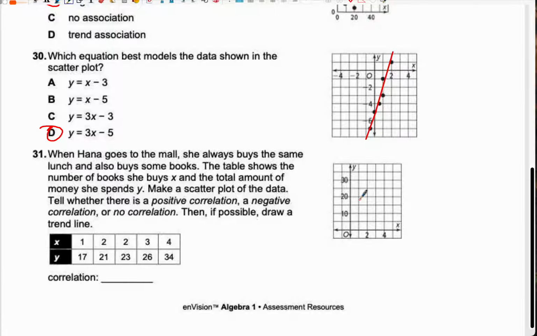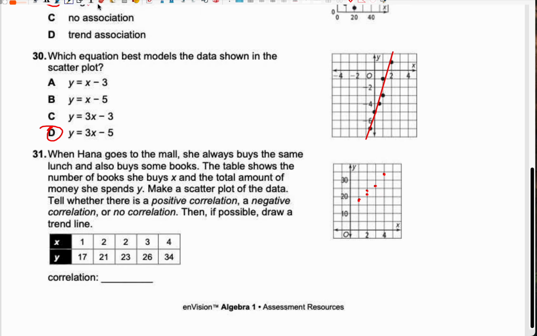All right, so (1, 17). I don't know, probably about there. (2, 21). A little bit above 20 there, and then (2, 23), so just a couple higher right there. (3, 26), right about there, and (4, 34), kind of in here.